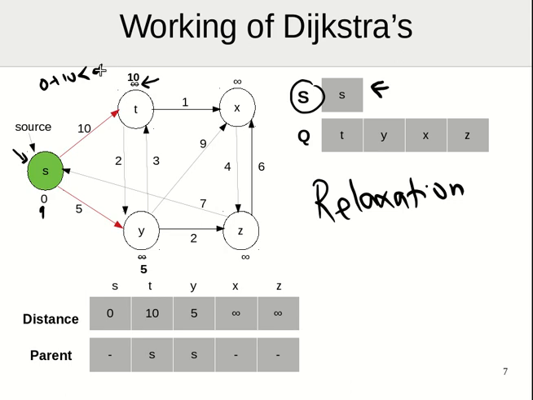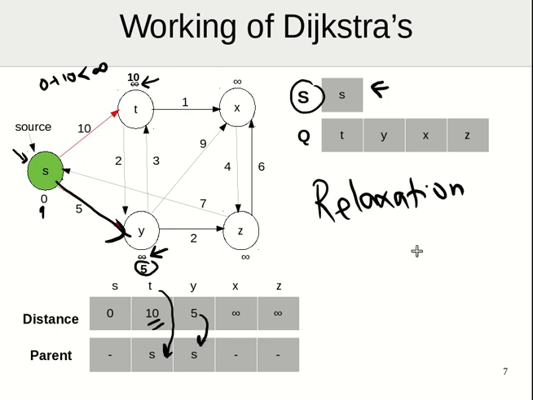10 is less than infinity, so I'll update the key, the distance of T to 10, because 10 is less than infinity, and I'll mark S as the parent of T. So for T, the parent is S, and this is marked as 10. Similarly for Y, previously it was infinity, and now I get a new distance. 0 plus 5 is 5, so 5 is less than infinity, so I'll update this to 5. And the parent of Y is nothing but S. This is what I do.